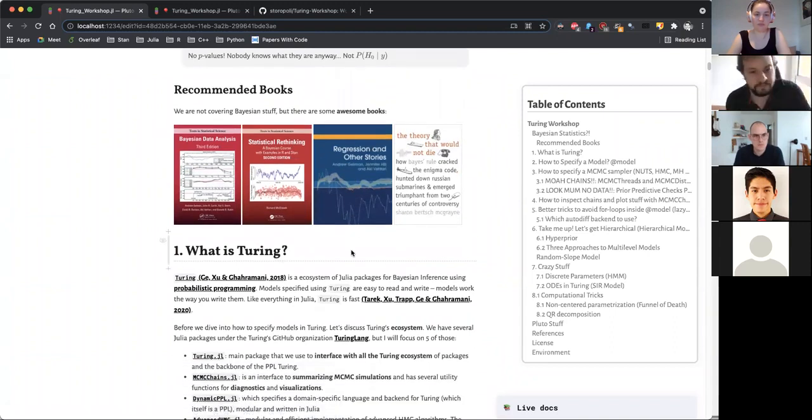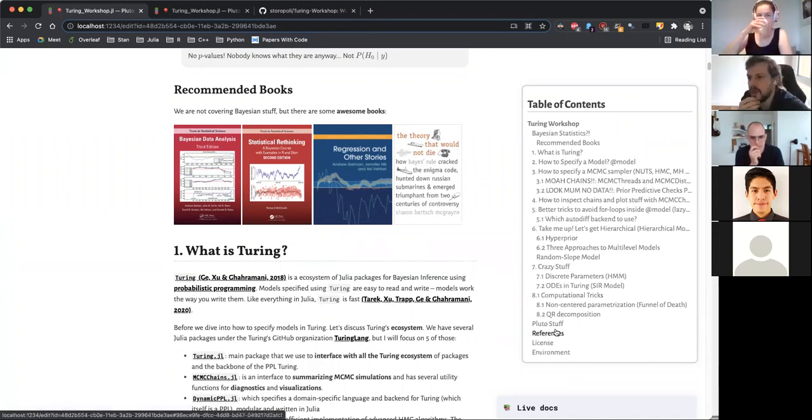Now, what is Turing? So we also have some reference here. I think that you guys can see my mouse, right? Okay. We have some reference here at the bottom from everything that I cite here. Turing is an ecosystem of Julia packages because it has more than one package, for doing Bayesian inference. And specifically, it's a probabilistic programming language embedded inside Julia. And you specify models quite easily.